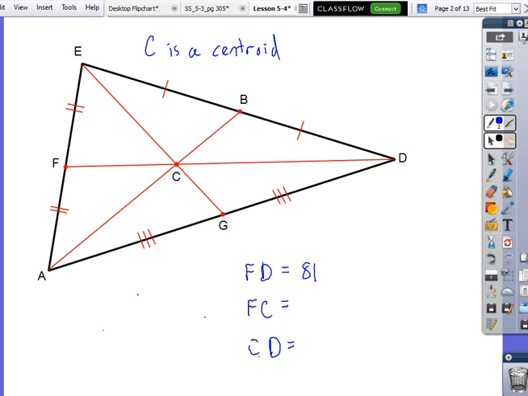Ready, go. All right, hopefully you were ready to realize that the shorter segment is going to be 1/3 of the whole thing. So if I take 81 and I divide it by 3, I get 27. So the value of FC is 27. If I multiply by 2/3, or even easier, if I just double the 27, then I find out that CD is 54. Is everybody okay with that? All right. So let's do another one.